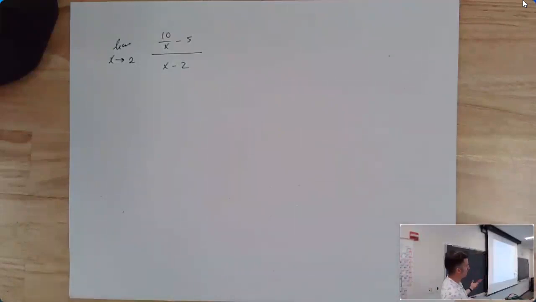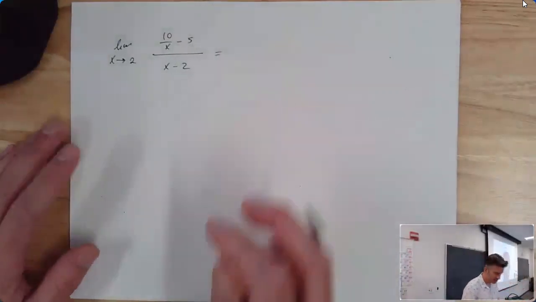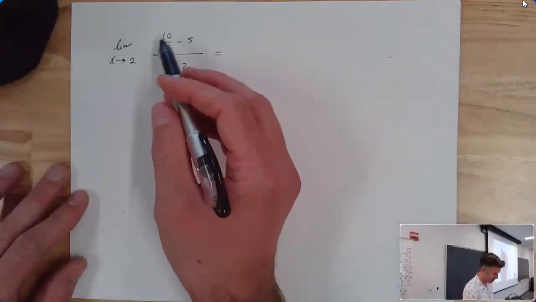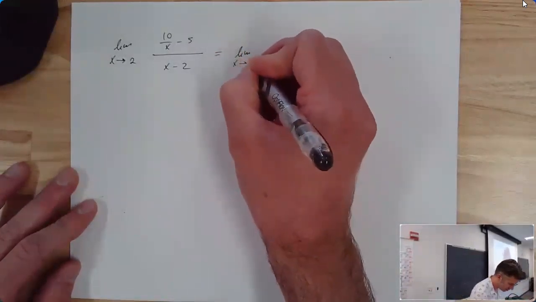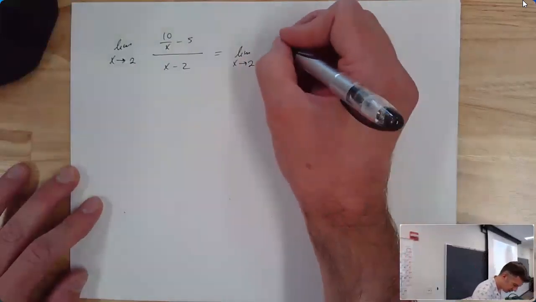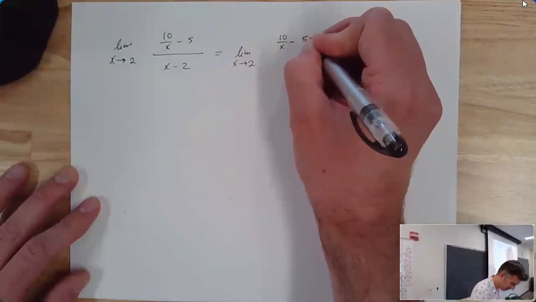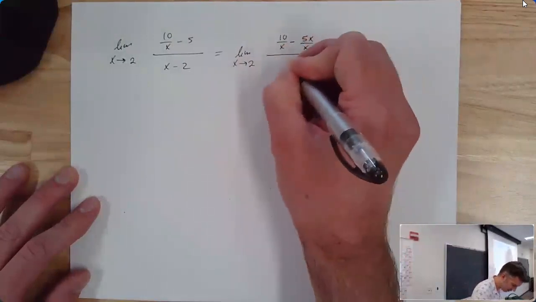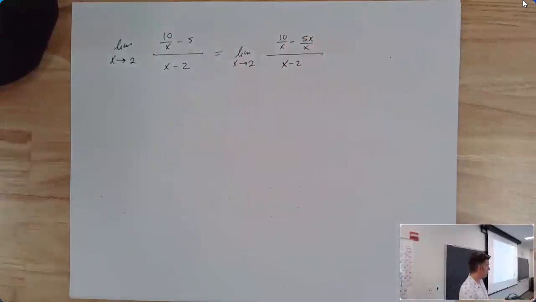I know the reaching is not going to be great. So there's a couple different ways to do this. I'm going to do it like this. I'm just going to do the common denominator at the top. So I'm going to say the limit as x approaches 2 of 10 over x minus 5x over x. I don't love fractions in fractions.